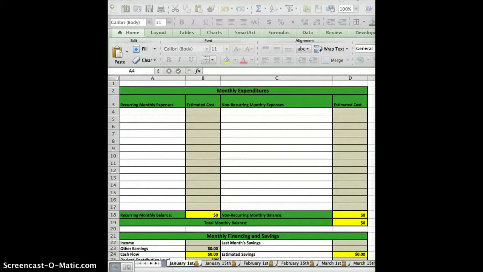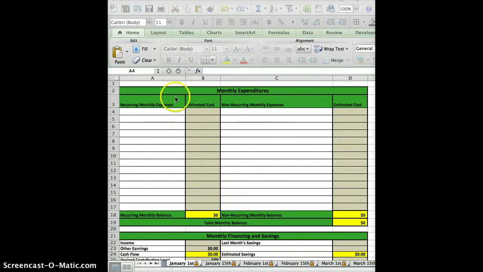This is an Excel spreadsheet that will help you to manage your finances on a bi-weekly or a monthly schedule. So every 2 weeks or every 4 weeks you will be able to determine how much money you should have coming in the bank and how much you'll be able to save. So let's get into it.